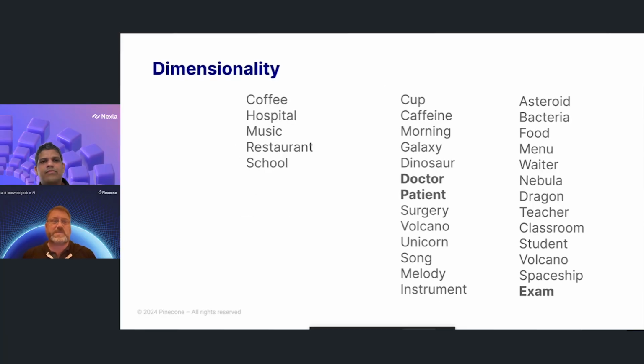Actually, let's specifically consider exam. This word could relate to a hospital visit or being in school. In vector space, exam could be close to words like doctor and patient in the context of a medical exam, or near teacher and student for a school exam. This multidimensionality allows embeddings to capture different meanings and contexts of the same word.